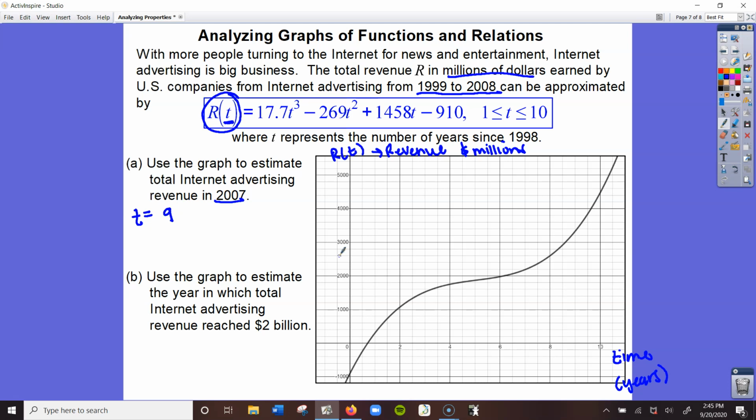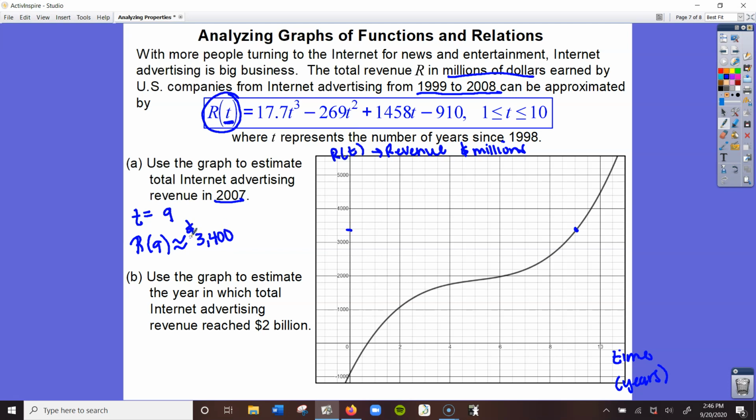So if I want to estimate the total revenue, I'm going to go to t is equal to 9, and I go to that point. Then I go ahead and follow it to the y-axis so I could see what value it lands on. Notice that each line is 1,000, and we have 5 spaces in between. That means that each little block between 3,000 to 4,000 represents 200. So if I am going to estimate R of 9, that means my revenue, when t is equal to 9 years, I would say this is approximately 3,000, 3,200, and then 3,400.